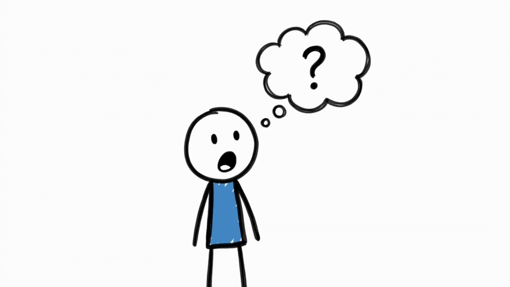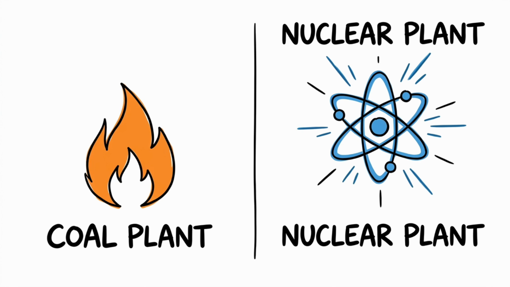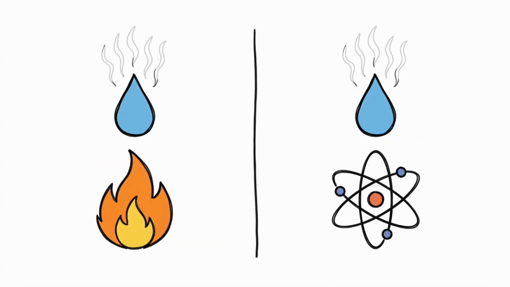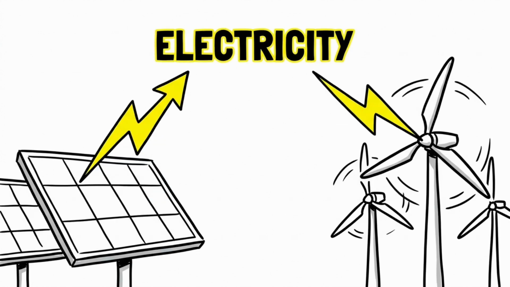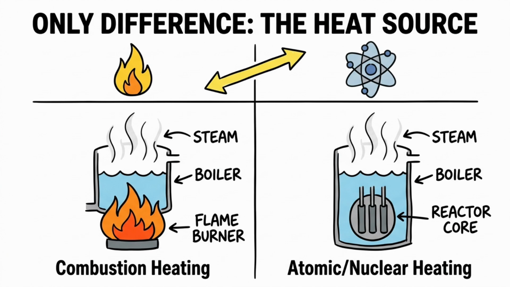Here's the part that surprises most people. A nuclear power plant doesn't work that differently from a coal plant. Both heat water into steam. Steam spins a turbine, the turbine spins a generator. The generator makes electricity, that's it. The only real difference is what's doing the heating.